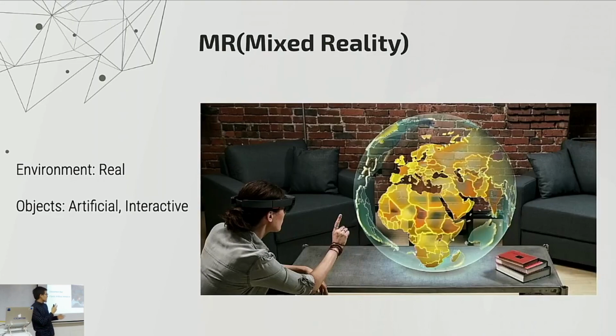And then MR, mixed reality, that's basically an enhancement of AR. It's still in a real environment, but the objects, while they're artificial, are much more interactive. So in this case, even though the globe is artificial, you can interact with it, you can move it around. That uses various devices, including HoloLens, which there will be a talk about soon, so I highly recommend checking that out.